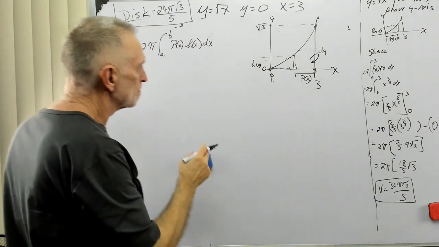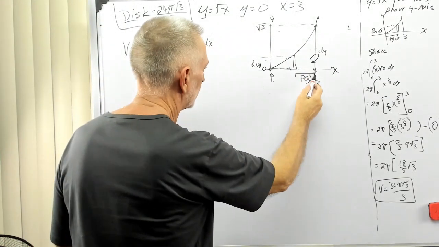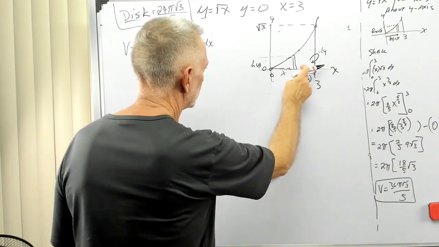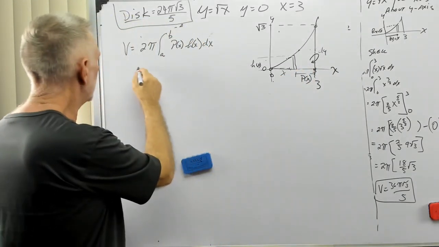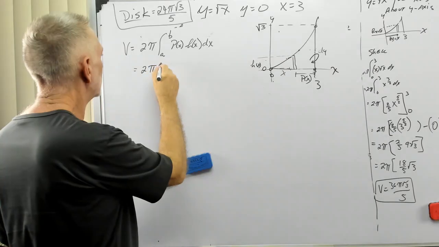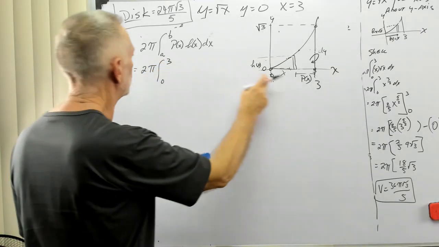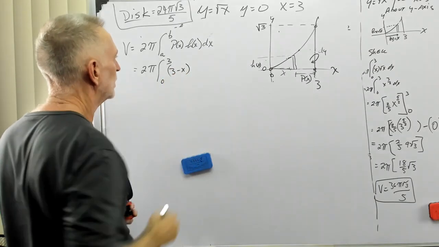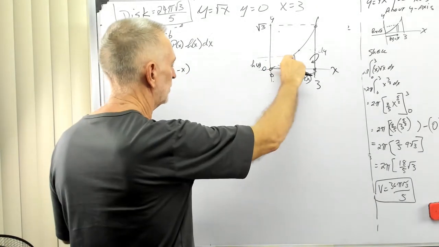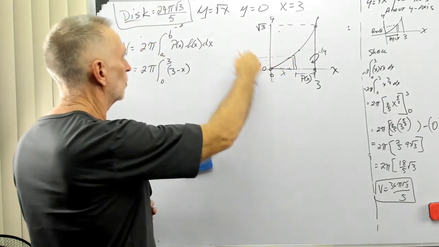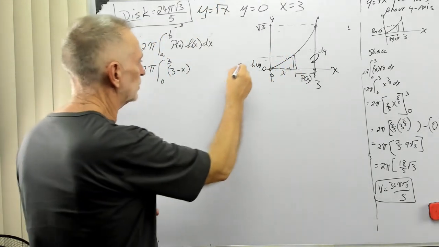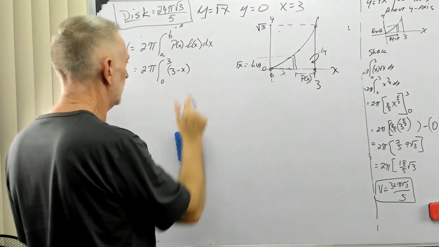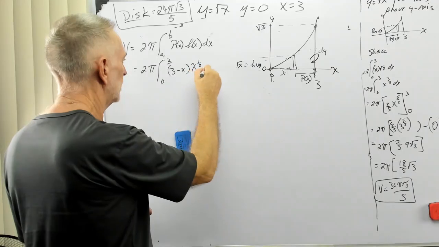Okay. Same scenario here. If this is x, 3 minus x gives me that distance. So p of x, this is the integral from 0 to 3 of p of x, which is 3 minus x, times the height of this, which is just f of x, or y. So h of x equals square root x. And we'll go ahead and say that's x to the 1/2 dx.